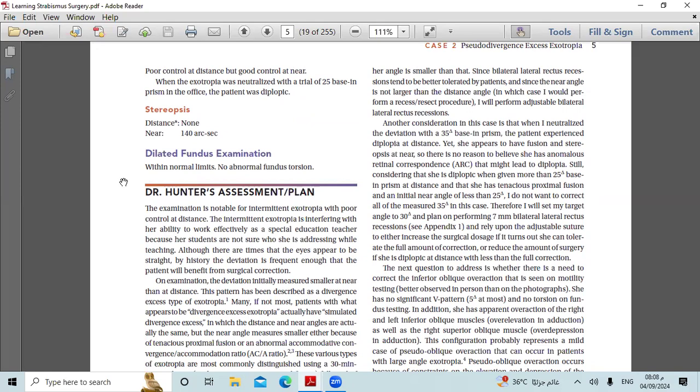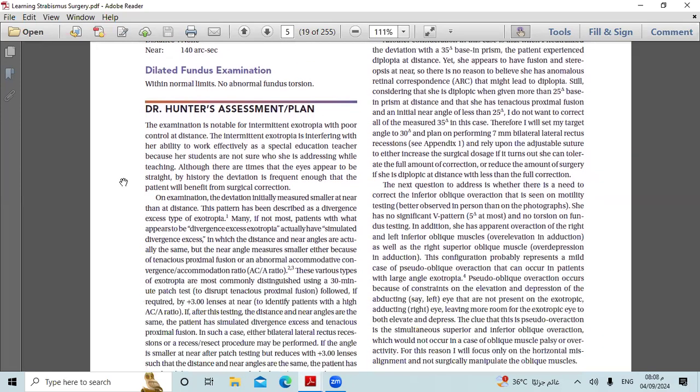Dr. Hunter's assessment and plan: The examination is notable for intermittent exotropia with poor control at distance. The intermittent exotropia is interfering with her ability to work effectively as a special education teacher because her students are not sure who she is addressing while teaching. Although there are times that the eye appears to be straight, by history, the deviation is frequent enough that the patient will benefit from surgical correction.